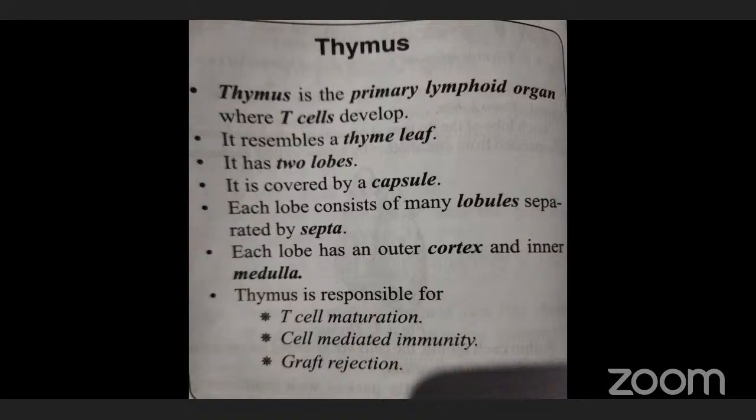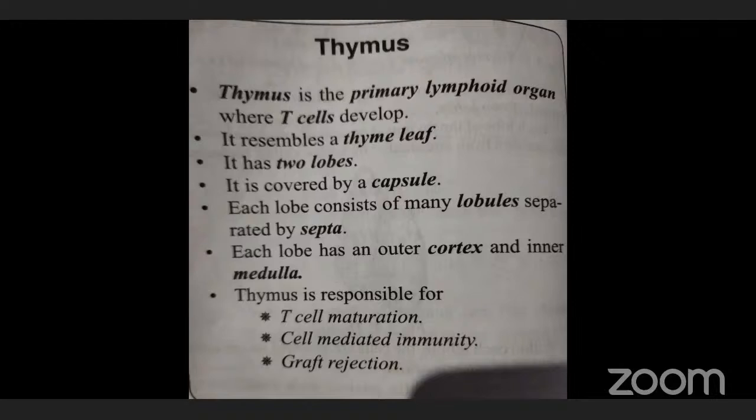The thymus is covered by the capsule, and it is formed of two lobes. Each lobe of the thymus is organized into lobules which are separated from one another by septae. The septae are separating layers, which are called trabeculae.